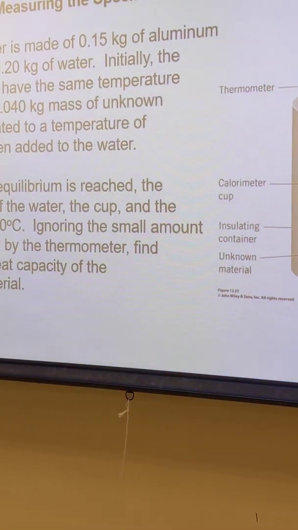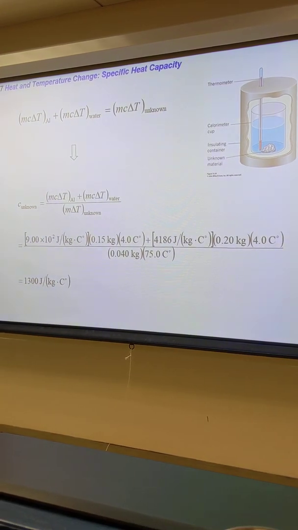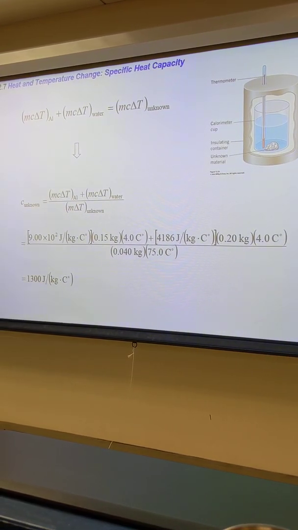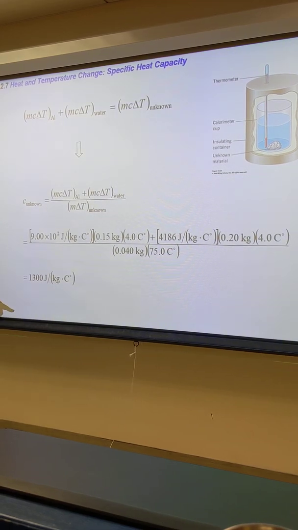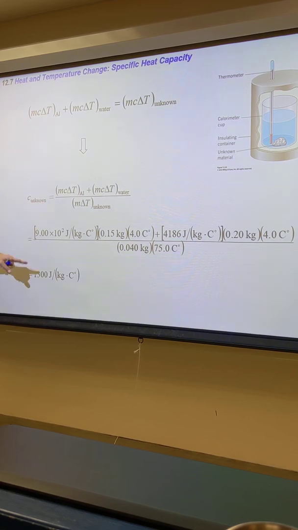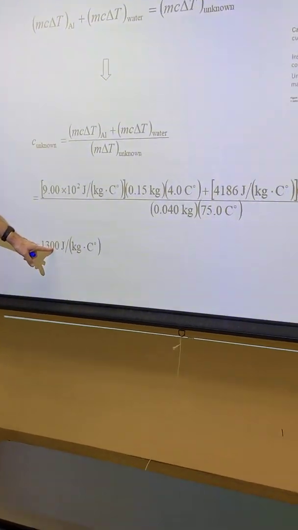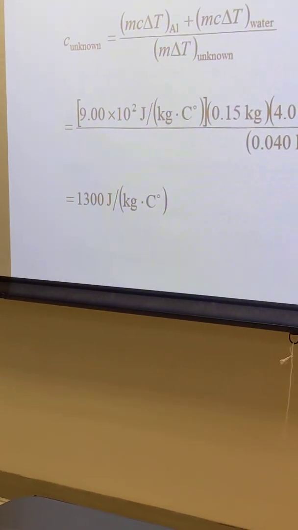So we'll take a look at the number. I think I got this right. They did it the way I don't recommend. But the point is, you should get 1300 from my equation if you do the math properly.